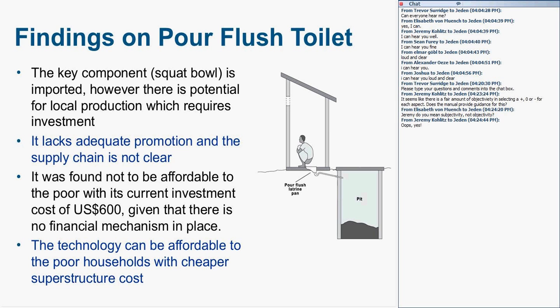The investment cost for a household was found to be around $600 US, and we thought that was a bit beyond the affordability of the poor. And given also that there were no sanitation financing schemes that would provide some cover for the poor to be able to acquire and pay in installments. The technology can also be made more affordable if we are able to develop cheaper superstructure options so that the poor can have a wide range of options.